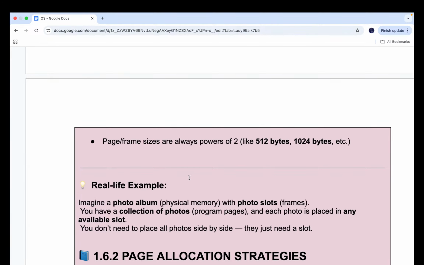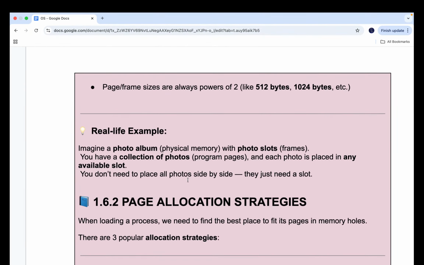Real life example: imagine a photo album with photo slots. You have a collection of photos, and each photo is placed in any available slot. You don't need to place all photos side by side, just need a slot.